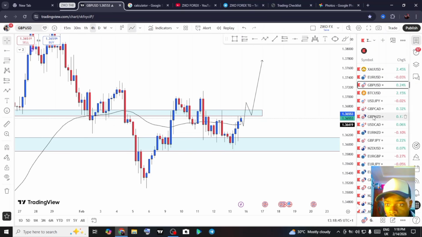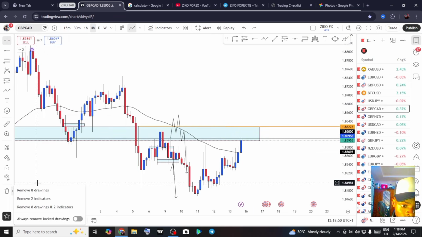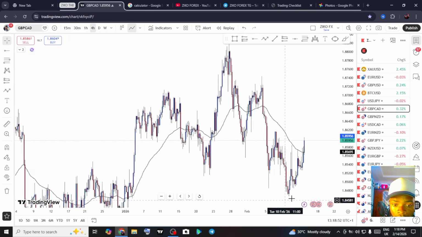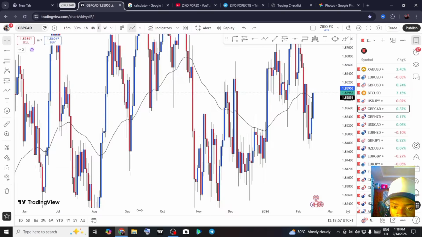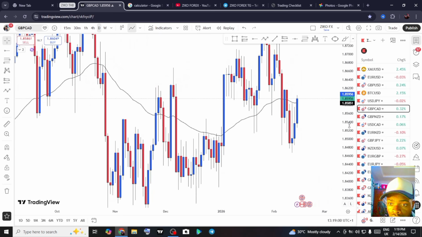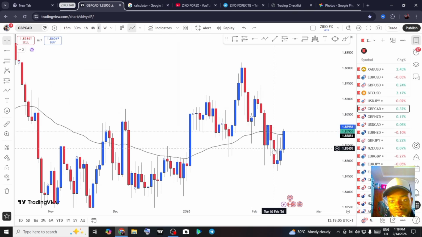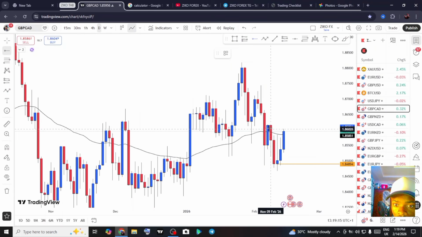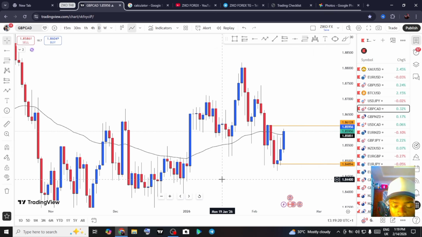For now, I'm still deciding. GBP CAD, next pair, let's see what we have. So we delete everything. All right, so the daily time frame. Daily time frame on GBP CAD is bearish, right? Why? Because this right here is the lower low, and this right here is the lower high, right? So now let's look for an area of interest.